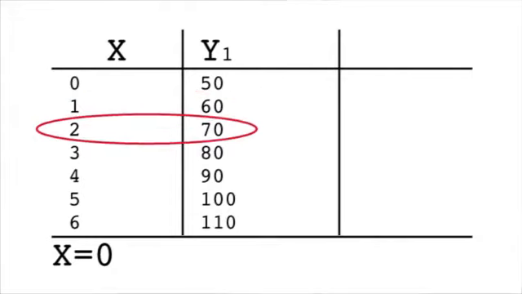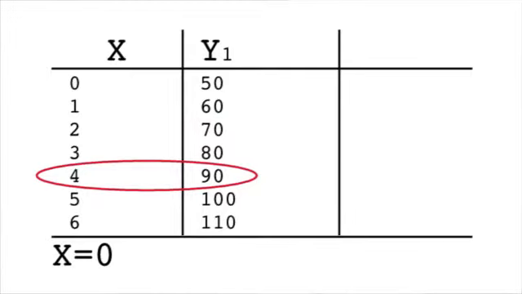The third coordinate, after 2 months, she has $70 in her account. And after 4 months, she has $90 in her account. Okay, so looking at John's table is a little bit different.